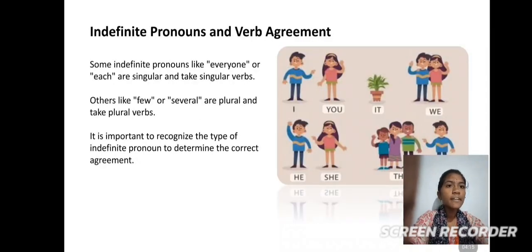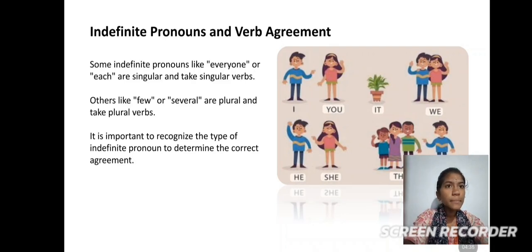Indefinite pronouns and verb agreement. Some indefinite pronouns like everyone or each are singular and take singular verbs. Others like few or several are plural and take plural verbs. It is important to recognize the type of indefinite pronoun to determine the correct agreement.